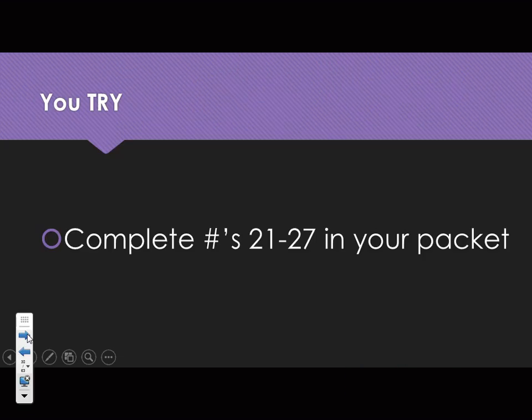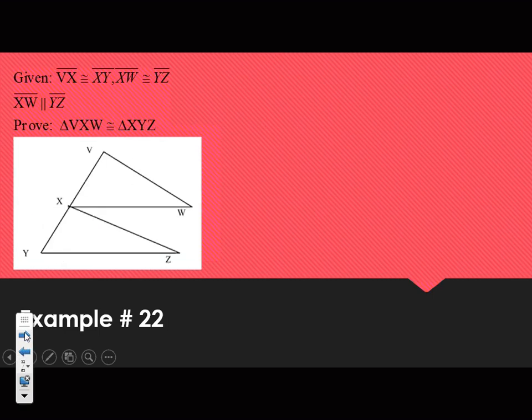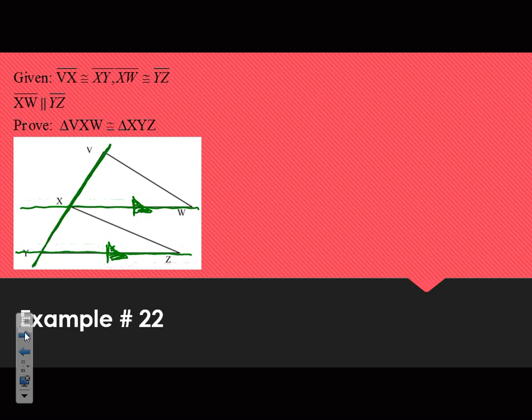All right, Austin, you get to work through 21 through 27. I am going to sneak ahead to 22 for you. I want to show you something in this one. If we know that this segment is parallel to this segment, I want you to think about this transversal, and I want you to tell me how I know that this angle and this angle are congruent. So you have to think about your parallel lines.